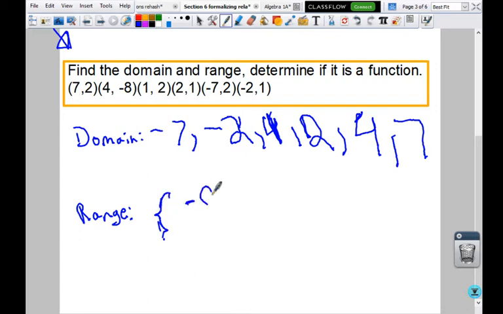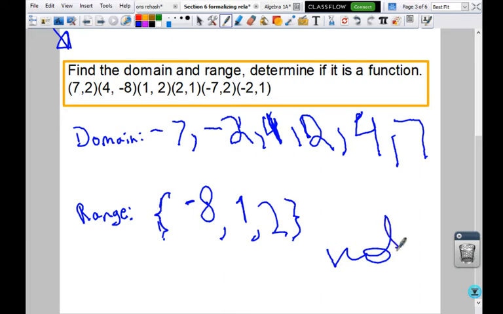Alright, what's our range, Kyle? Okay, negative 8. Smallest to biggest for our y's. There's a 1. So we got negative 8, 1, 2. Yep, that's it.